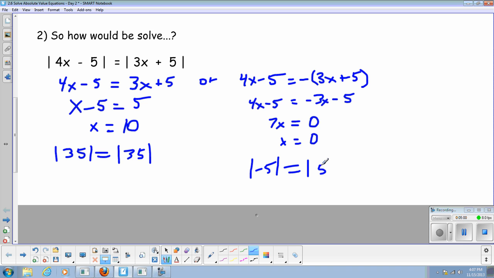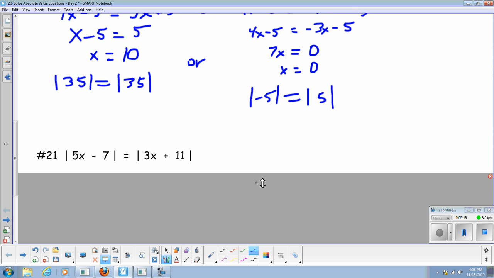So now if you look on the inside of our absolute values, we have opposite numbers. However, this is still considered a solution that works because both have the same absolute value. Therefore, we have 5 equals 5, and it means 0 is a solution. So we have two solutions here that work. X equals 10 or X equals 0.